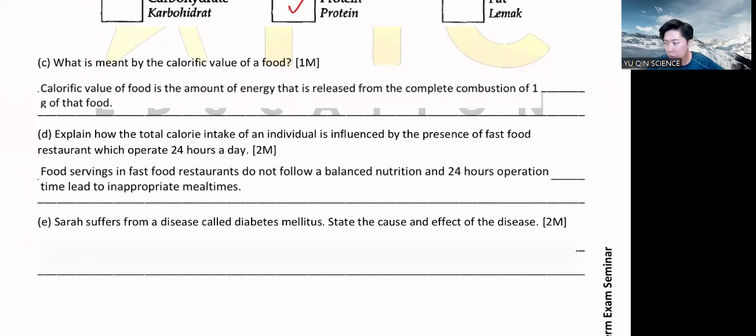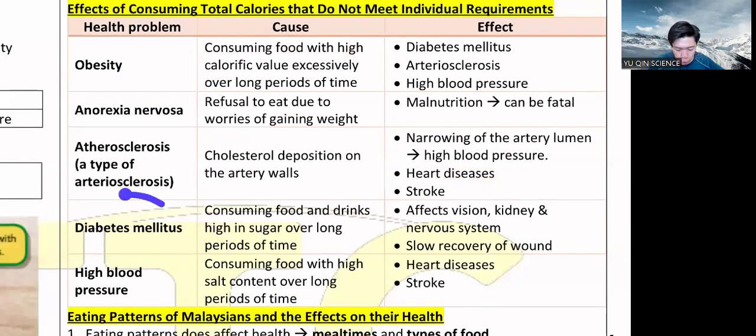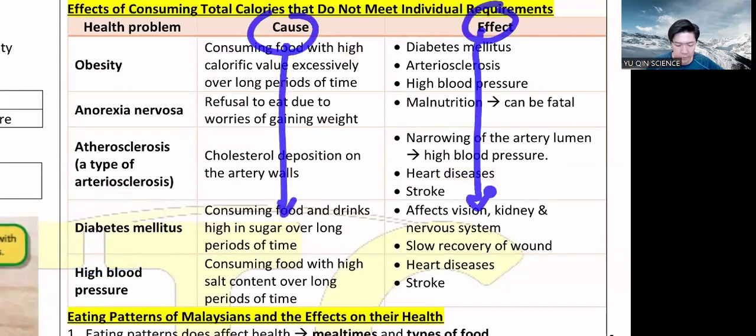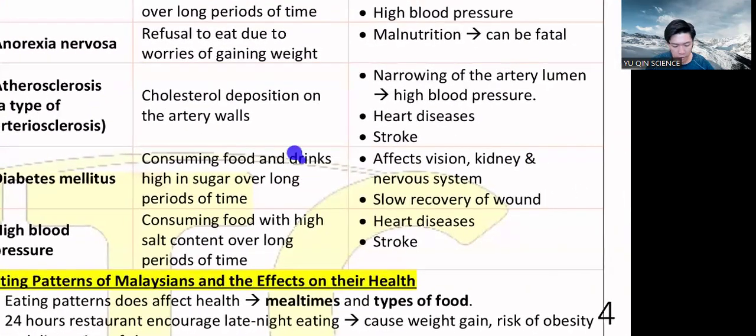Okay, good. Right. Sarah suffers from a disease called diabetes mellitus. State the cause and the effect. It's here also, there's an answer. Copy the answer: consuming food and drink which are high in sugar for a long period of time.